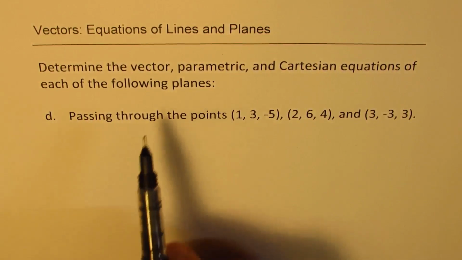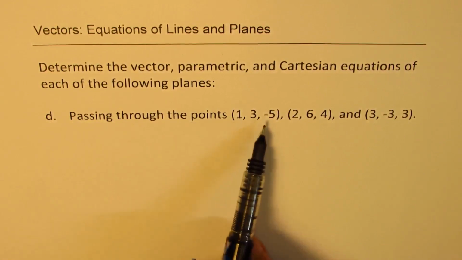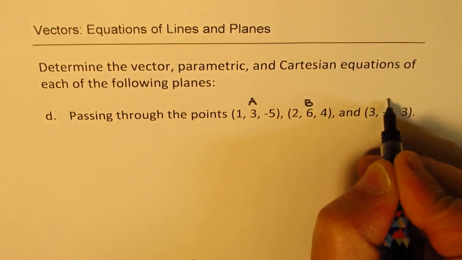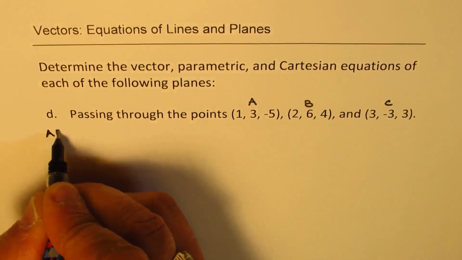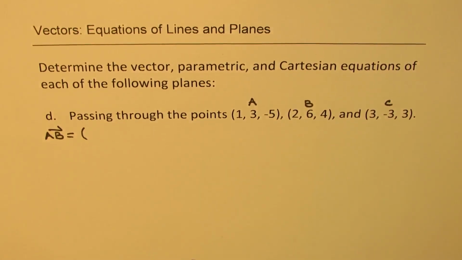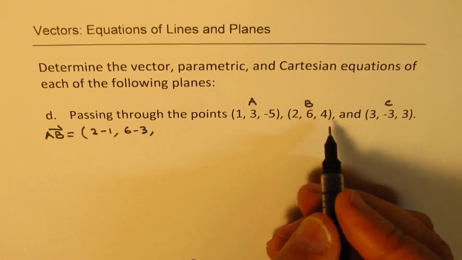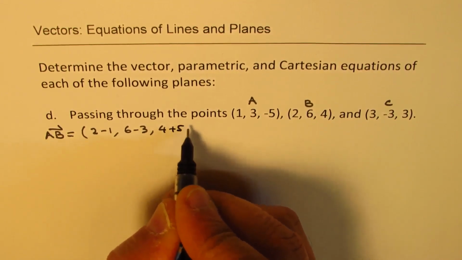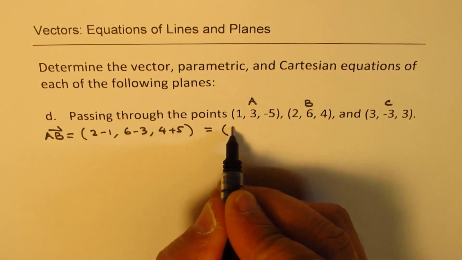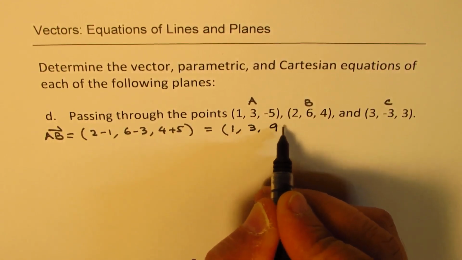Finally, we need to write down the vector, parametric and Cartesian equation of a plane which goes through 3 points. Let's say this is point A, this is B and C. So we'll find 3 direction vectors. A to B is 2 minus 1, 6 minus 3, 4 minus 5 will make it plus 9. So that gives you 2 minus 1 is 1, 6 minus 3 is 3, and that is 9.